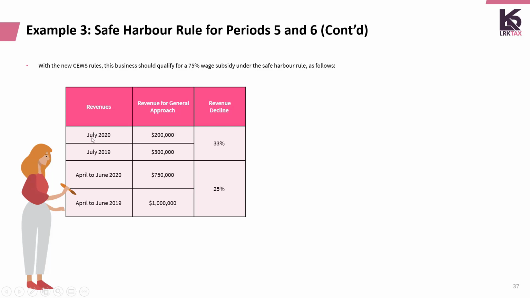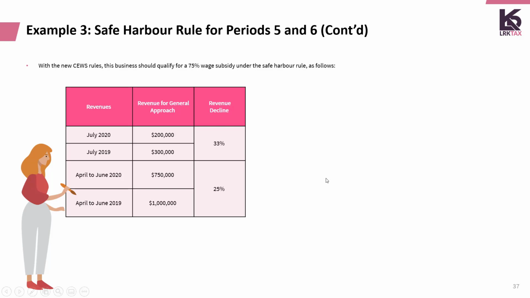In July of 2020, she had 200,000. July of 2019, she had 300,000. So we have a 33% decline. For the 3-month top-up period that we are looking at, April to June, 750. For the same 3 months in 2019, $1 million, for a 25% decline. So again, without even going into the next text, you can quickly understand that the multiplier, if you remember, was 1.2 for period 5. 1.2 times your revenue decline percentage is your base subsidy percentage. And so when you take a calculator, 33 times 1.2, you look at 39.6%.